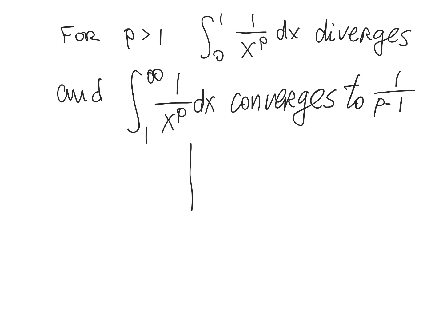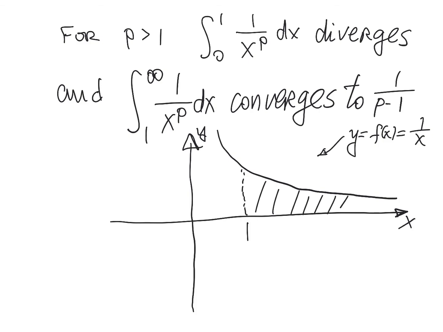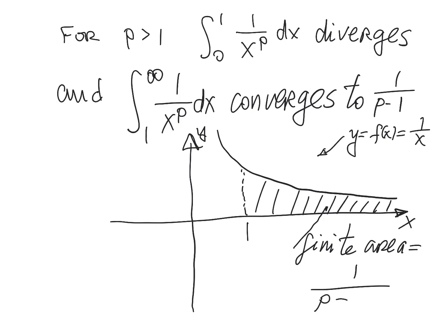So again, looking at the graph, all the graphs look sort of similar, no matter what p is. So here's the graph of 1 divided by x to the pth power. And if we split up this area, from 1 to infinity, that area is finite. Not only do we know that it is finite, we know that it equals 1 divided by p minus 1. And then the area from 0 to 1 below this curve is infinite.